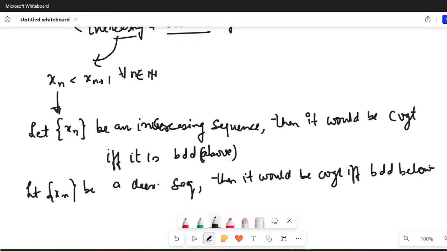Okay, so this is something that you should remember. I'm not deriving it, but understand this is an important property: if your sequence is an increasing sequence, then it would be convergent if and only if it is bounded above. If it is increasing, then one has to somehow confirm that it is bounded above, and then it would be convergent. And let xn be a decreasing sequence, then it would be convergent if and only if it is bounded below.